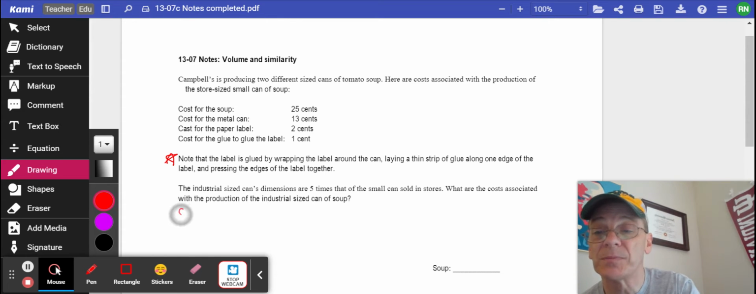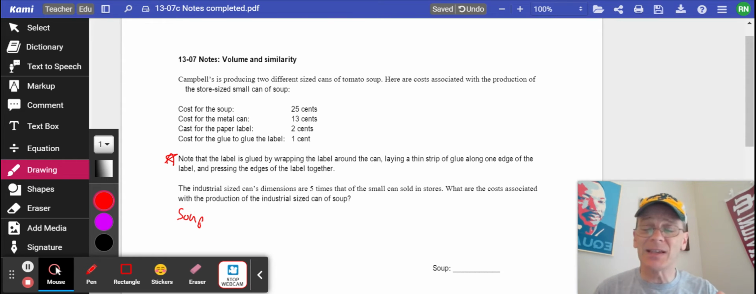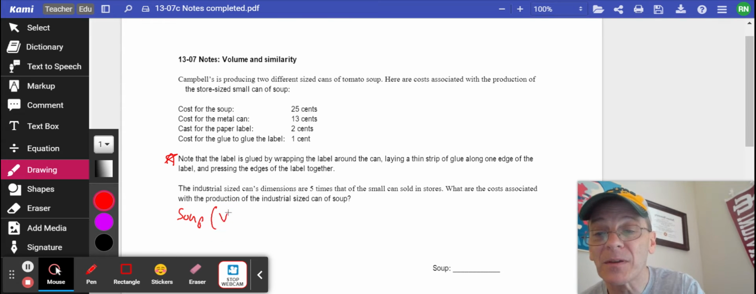Well, let's talk about the soup. What is the soup? Is it a length of stuff? Can you eat 6 inches of soup? Can you eat 6 square inches of soup? Is soup an area or a volume? Can you eat 6 cubic inches of soup? Yeah, clearly soup is a volume of stuff, right? So the cost for the soup in the larger can is not just going to be multiplied by 5. Okay, soup is a volume of stuff.